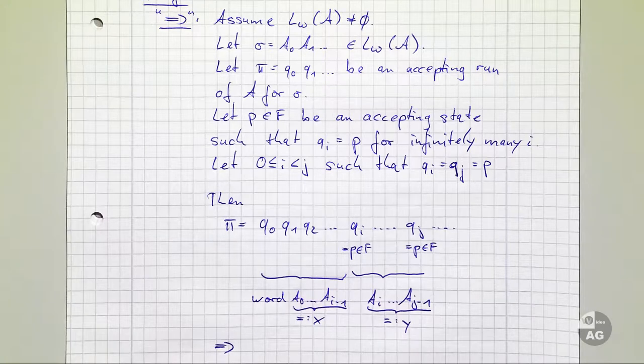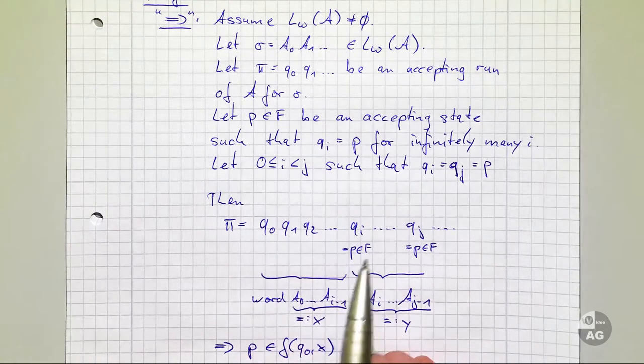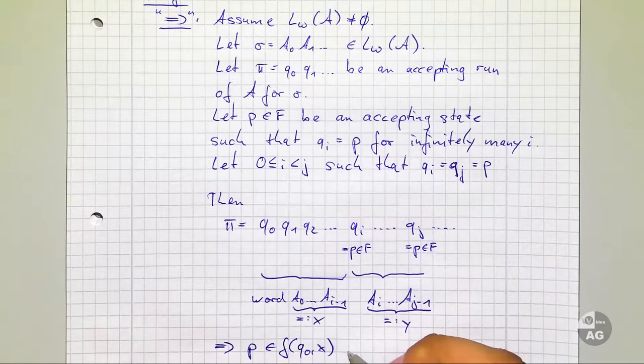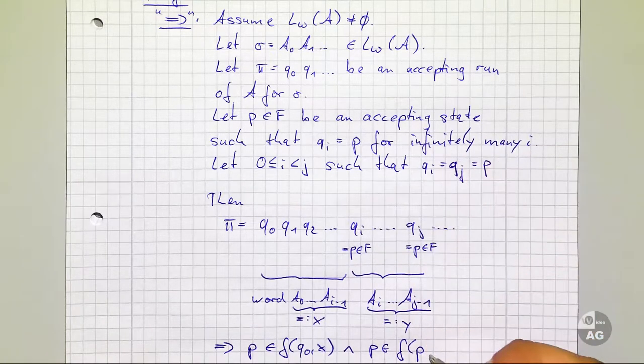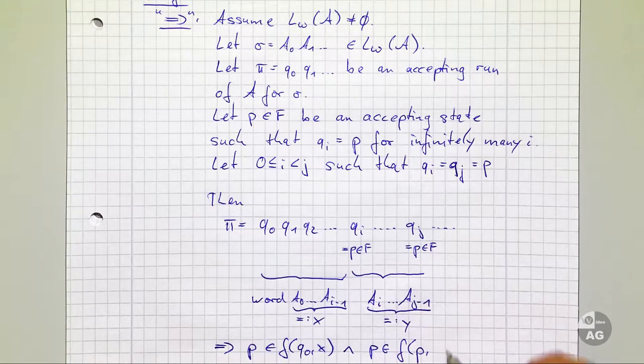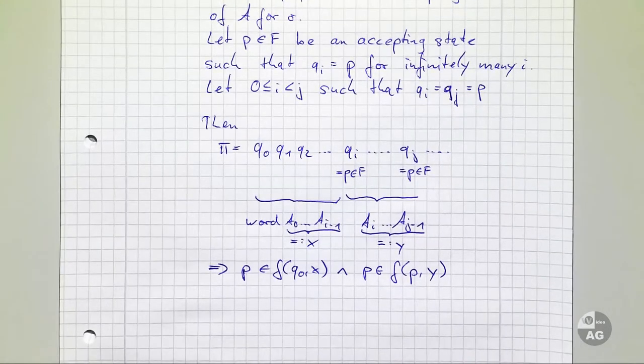Given that we define the words X and Y like this, what does it mean? It means that we can go from Q0 by reading X to Qi, which is P, so P is in delta of Q0 and X. At the same time, we can go from P, from this Qi, by reading Y to Qj, which is also P. So we get P in delta of P and Y. And you see, this is exactly the condition we had over there. From the initial state, we can go to some accepting state P via reading X, and from there on, we can loop with a non-empty word Y. Is this clear? Very good. So I would now move to the other direction.